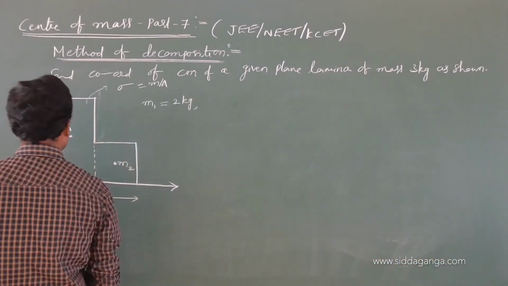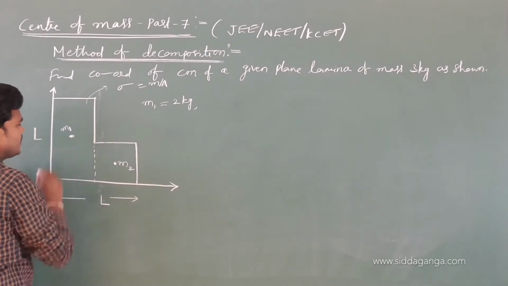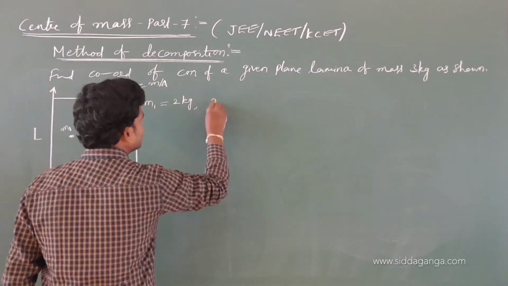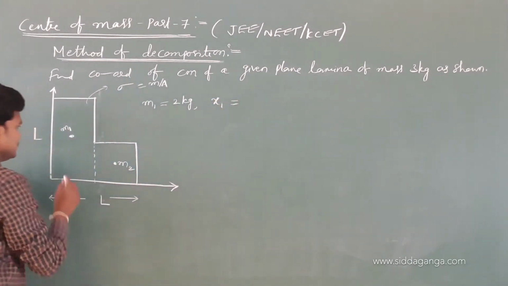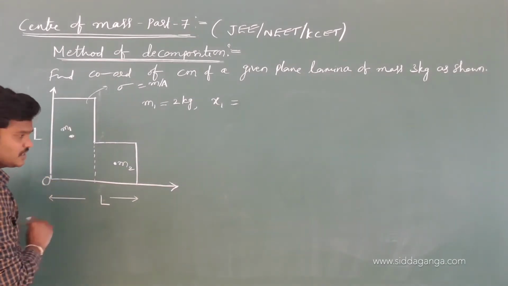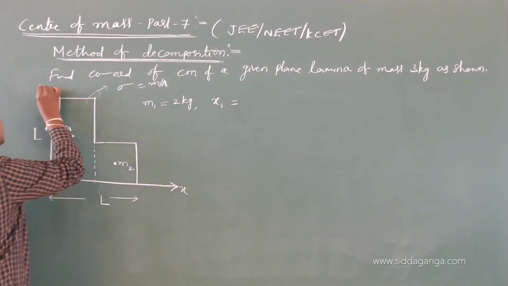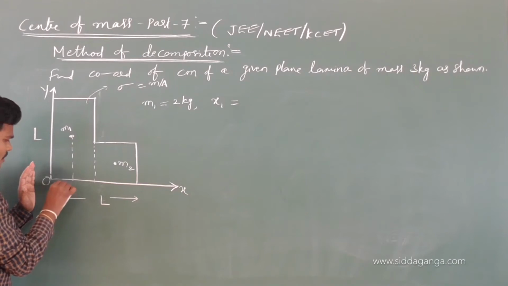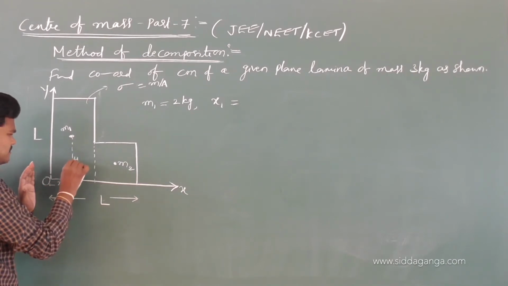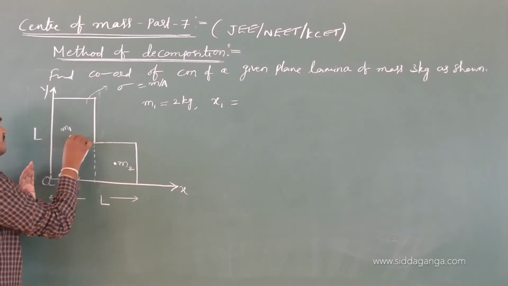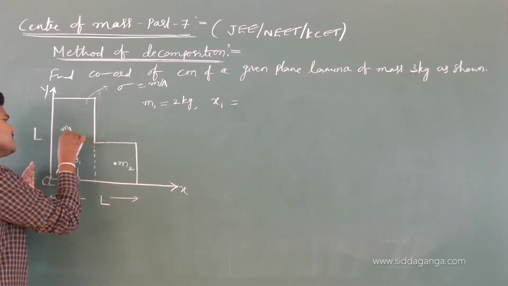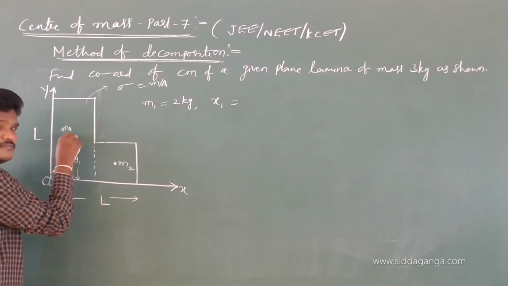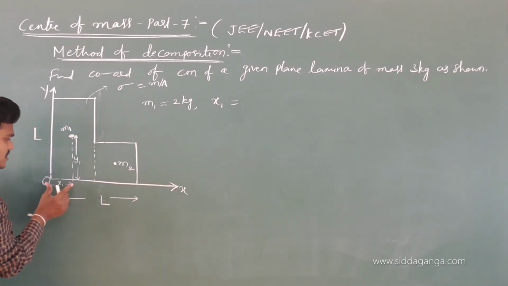Coordinates of M1 means you identify the x coordinate and y coordinate of this M1 plane lamina. Let us see what the x1 coordinate and y1 coordinate are. See, this is the origin, this is the x-axis, this is the y-axis, and this is the x1 coordinate, and what is this? The y1 coordinate. Because the entire mass of this lamina is at the midpoint, that means the center of mass. So this is x1, this is y1.